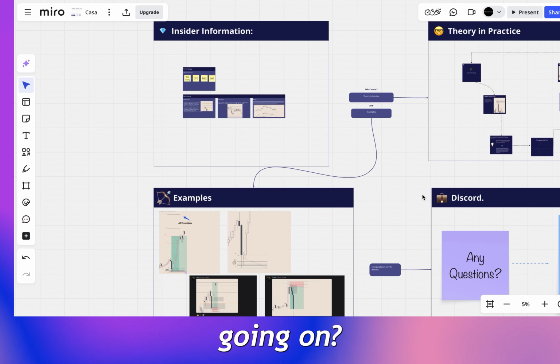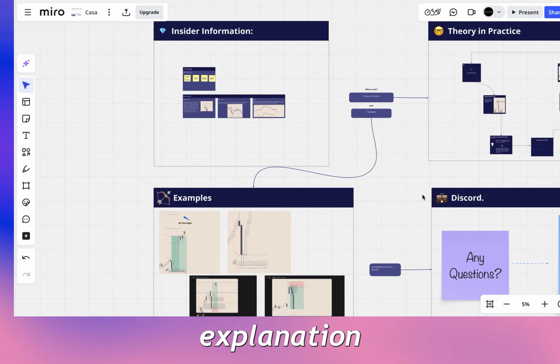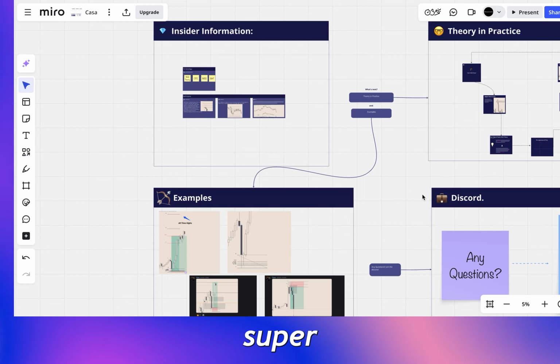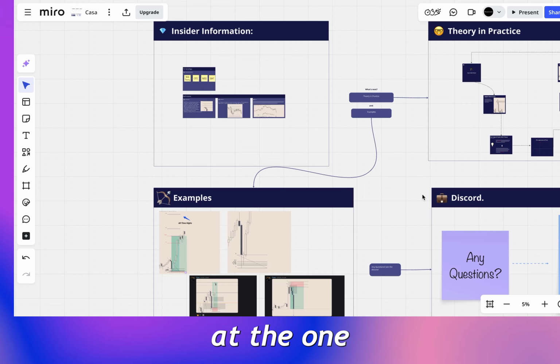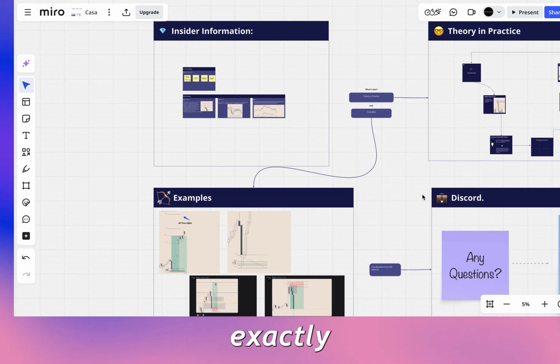Yo, what's going on? I just wanted to get on here real quick and show you guys the in-depth explanation to Casa Wick Theory, because I made it super duper simple. The 3 consecutive wicks, entry at the 0, stops at the 1. They give an in-depth explanation on why exactly it works, right?